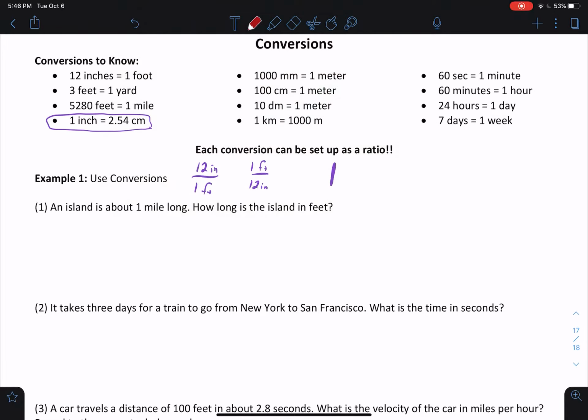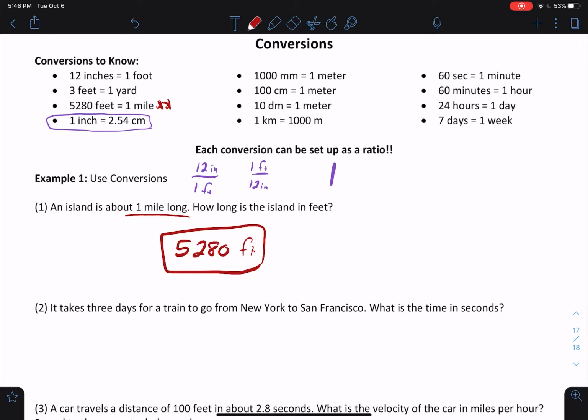An island is about 1 mile long. How long is the island in feet? Okay, so I'm going to go up to these bullet points. Are there any conversions that involve feet and miles? Well, yes, I have this one right here. Okay, 1 mile is 5,280 feet. So if this island is 1 mile long, it's the same thing as 5,280 feet. Okay, that one's pretty simple because I just used that one conversion. All right, what about the second example?